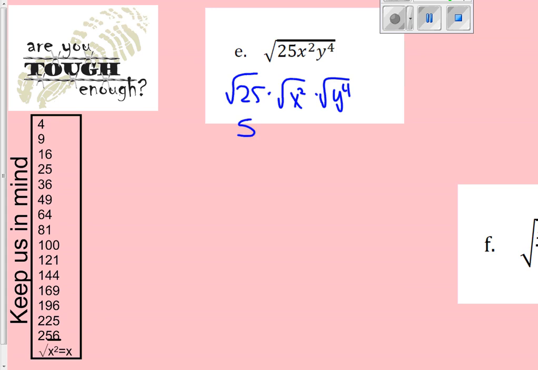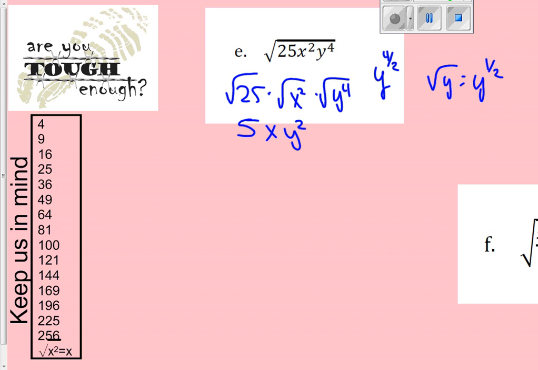So square root of 25 is 5. Square root of x squared is x. Square root of y to the fourth is basically kind of thinking back to rules of exponents. It's basically saying take 4 divided by 2, because the power of 1 half is the square root. Square root of y is the same thing as taking y to the 1 half power. So this is like saying take y to the fourth to the 1 half. So it ends up being y squared.